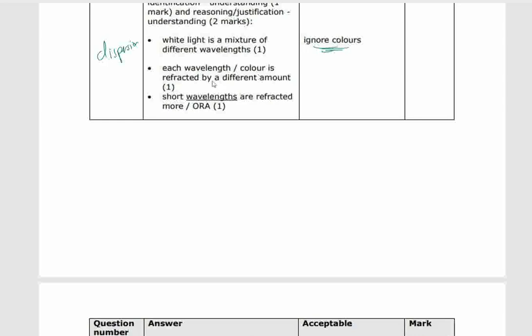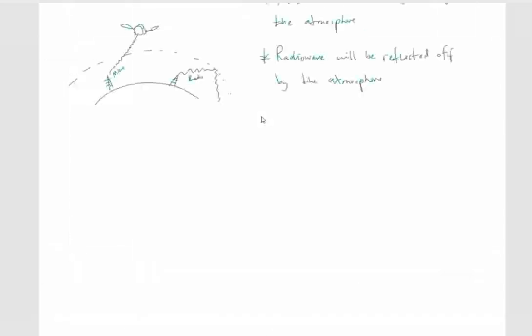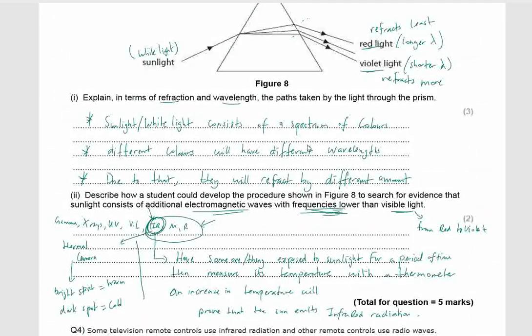And each color will be refracted by a different amount. Here we go. And short wavelengths are refracted more. Okay, if I go back, this is something we talk about, so different amount, and I'll link this to here. Okay, so short wavelength will refract more. So this here is also a point. We need to also include this as 1, 2, 3, 4. Okay, good.